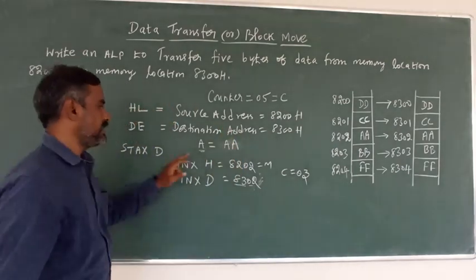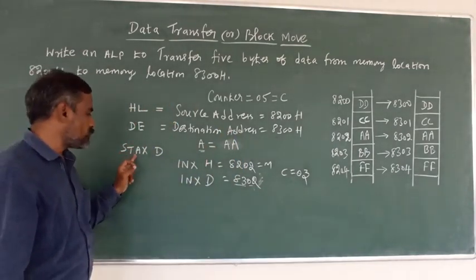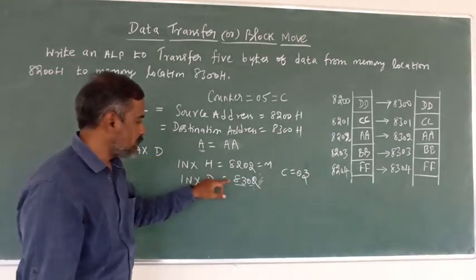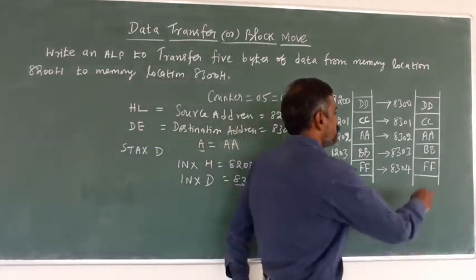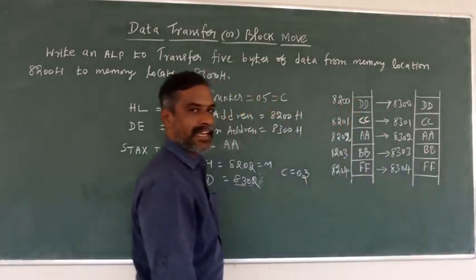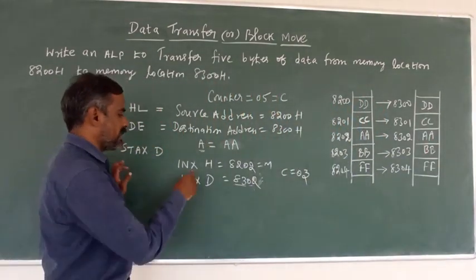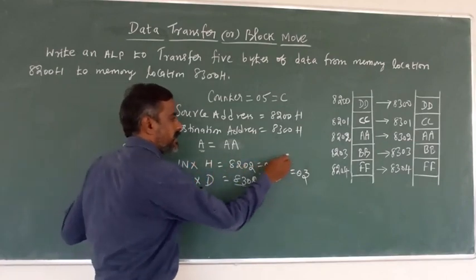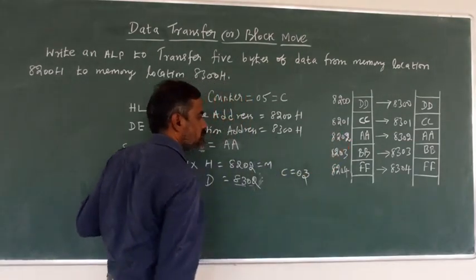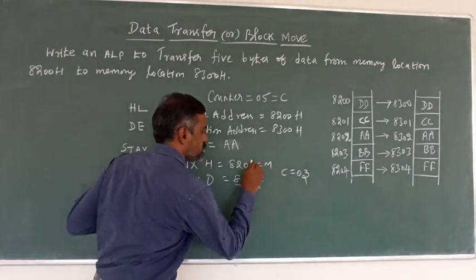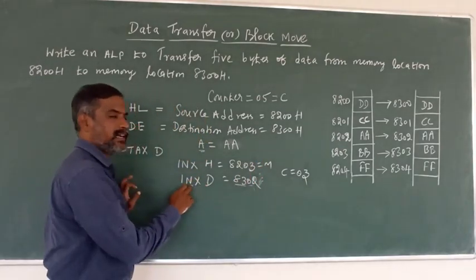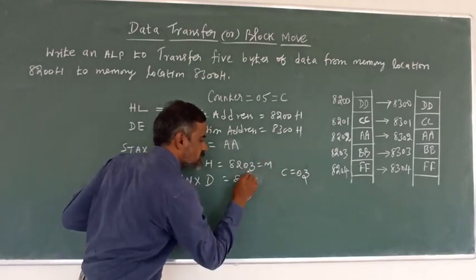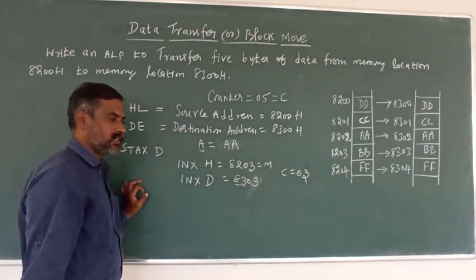Now the A data is in the accumulator. The accumulator data is stored indirectly at the address given in the DE register pair, 8302. After that, again increment the HL address from 8202 to 8203 with INX H, and increment DE with INX D. The destination address is also incremented to 8303.